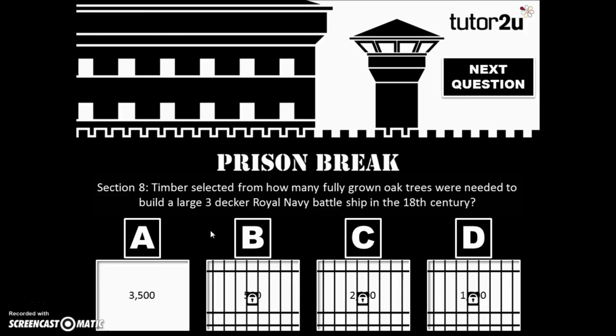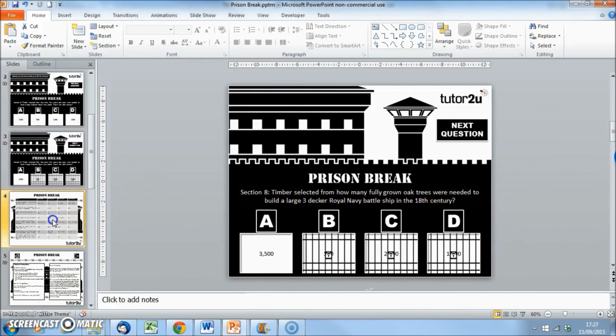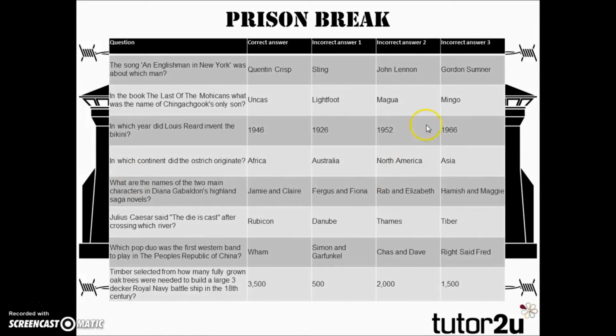Before I finish though, let's have a quick look at the engine behind this quiz. Slide 4. Here's the table that we're using here to generate the quiz. So I've got a table with a set of questions in the first column there. There's my questions in column 1. There's my correct answers in column 2, and then my 3 incorrect answers into columns 3, 4 and 5.